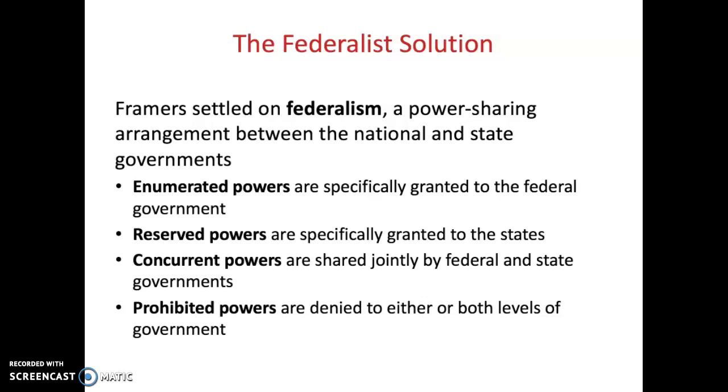The 10th Amendment to the Constitution gives us our reserve powers. You'll find concurrent powers in both the federal government and the states, such as taxation, and then prohibited powers are powers that are denied both to the federal government and the states and locals.